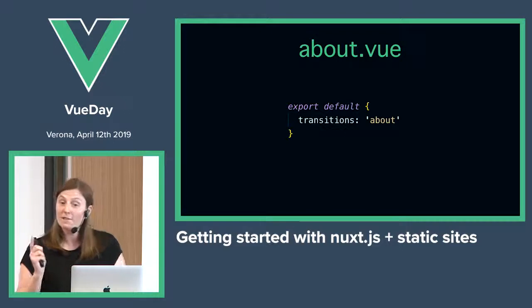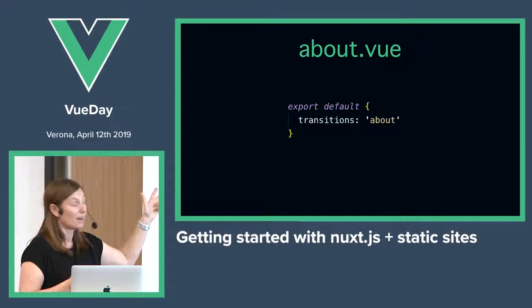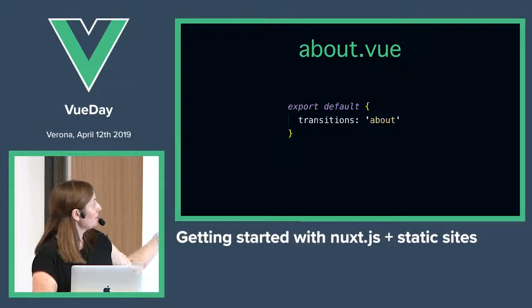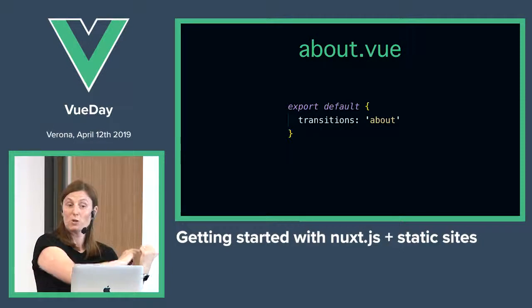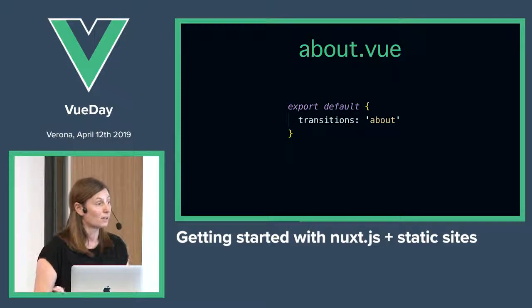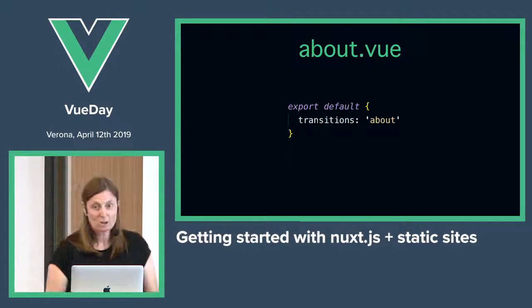And all you've got to do to make that work is go to your About page, it's called about.vue, and then you just put in the export default, transitions, About. That is what you call the class, okay? And that just gets applied, and it works. It's really cool. So go and play around with transitions.